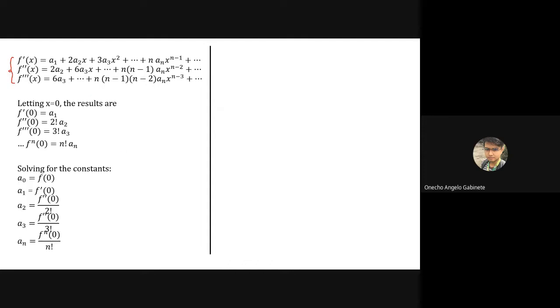Now, mag-substitute po tayo ng 0 sa lahat ng x. So, galing po dito sa una, palitan natin ng 0 lahat ng x. F prime of 0 equals a sub 1 plus 2a sub 2 times 0 plus 3a sub 3 times 0 cube and so on. So, wala na po ito. Anong natira? A sub 1. Ito na po yun. Next, mag-substitute naman tayo ng 0 dun sa pangalawa. F double prime of 0. E di 2a sub 2 plus 6a sub 3 times 0 and so on. So, ang matitira po dyan is 2a sub 2.